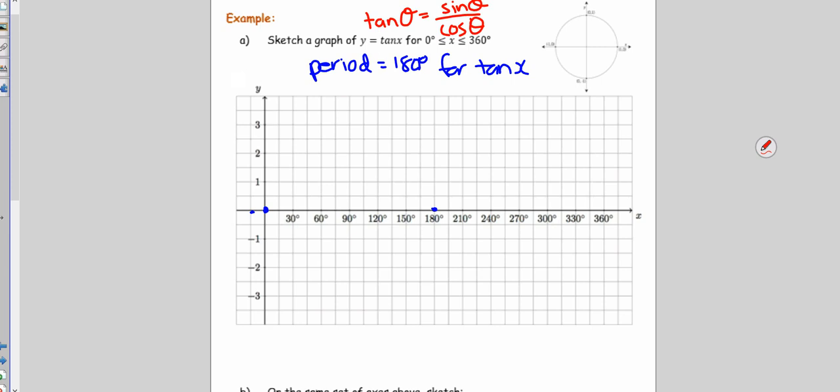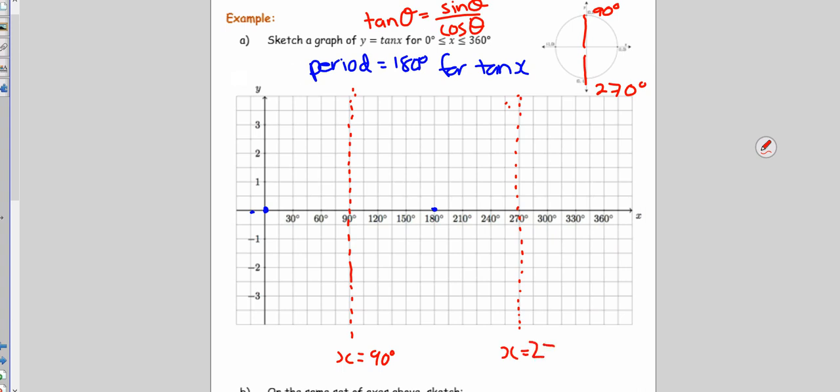And where is cos theta 0 again? 90. And 270, yeah. From 0 to 360 for sure, good. So where are our asymptotes going to be? Exactly. So we can put in new little asymptotes: x equals 90 degrees, and x equals 270. At that point, cos x is 0, and that means the denominator is 0, so undefined.